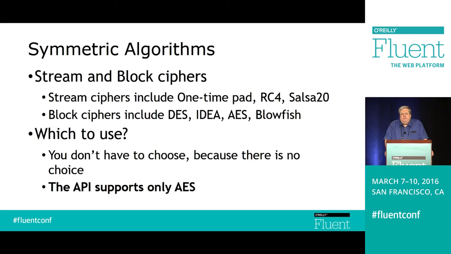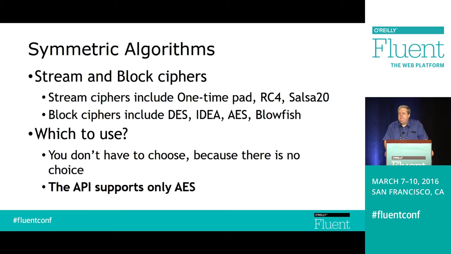There are 2 families of symmetric encryption algorithms called stream ciphers and block ciphers. Stream ciphers encrypt data essentially 1 bit or 1 byte at a time. So if you've got 73 bytes to encrypt, they'll encrypt those 73 bytes one after another. Block ciphers encrypt data in blocks. So for example, they might be blocks of 8 bytes at a time or 16 bytes at a time. You may have heard of things like one-time pads or RC4 or Salsa 20. Those are well-known stream ciphers.